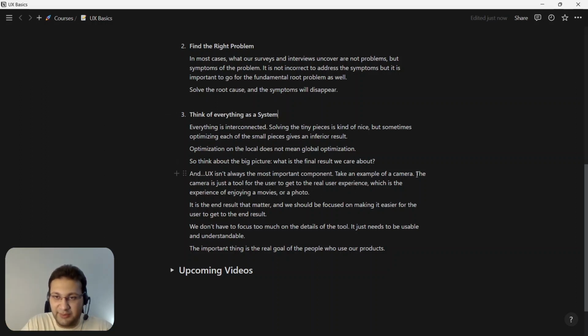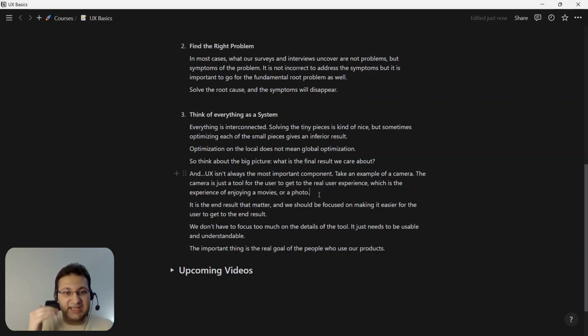If we take an example of a camera, the camera is just a tool for the user to get to the real user experience, which is the experience of enjoying a movie or a photo. Nobody buys a camera for the camera itself, right? They buy the camera for the end result or the end state of buying that tool, which is taking a good picture. So no matter how good the camera is or how easily they got it, if the final user experience which they care about, which is taking the picture, is not good enough, it's no use how accessible and how intuitive your tool is.